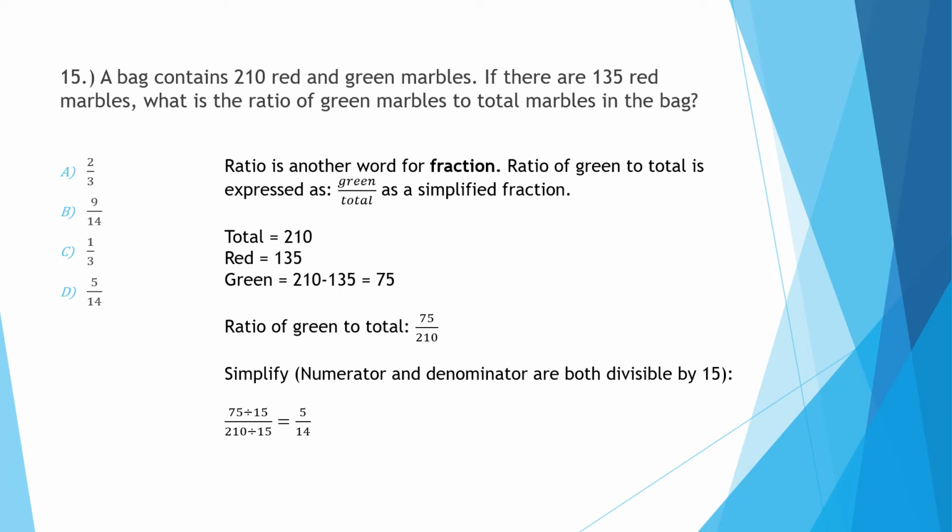The answer will never be an unsimplified fraction, so always simplify your fractions. In this case, 75 and 210 are both divisible by 15, and that will simplify down to 5 over 14. 5 green marbles for every 14 total marbles.